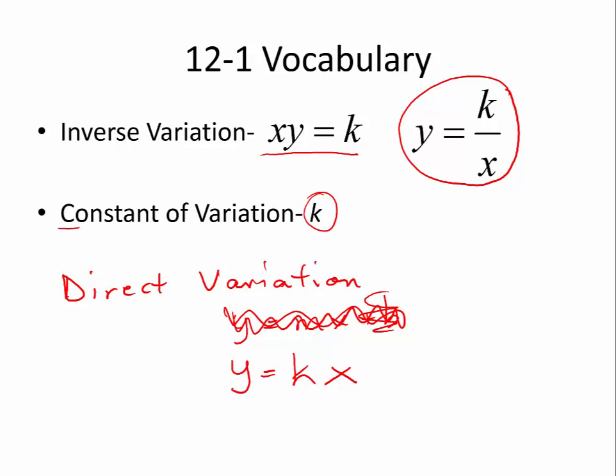So understand, the inverse and direct, they look a lot alike, but they are different. K is multiplying to x when y is alone for direct variation, which you have learned in the past. Inverse variation is where k is dividing by x when y is alone. So kind of confusing, but you have to keep them straight.